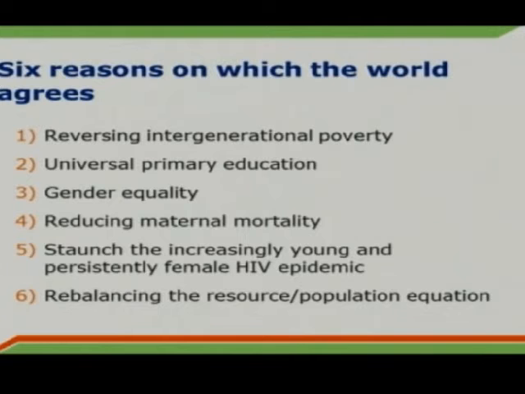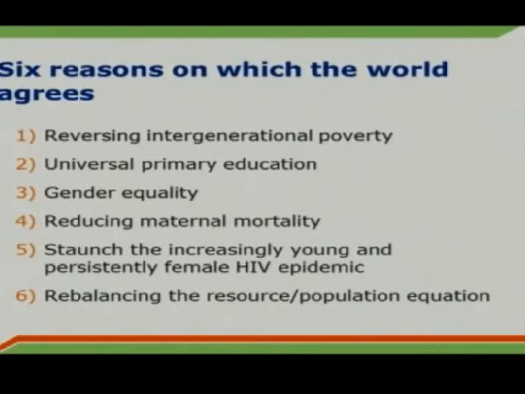The 6 MDGs: reversing intergenerational poverty, universal primary education, and with girls a special emphasis on actually beyond secondary education, keeping them in school during adolescence, establishing gender equality norms and practice and safety for girls early on, reducing maternal mortality, acknowledging that the youngest first-time mothers carry a very significant risk and one that proportionally will rise as fertility falls, staunching the increasingly young and persistently female HIV epidemic in HIV-affected countries.